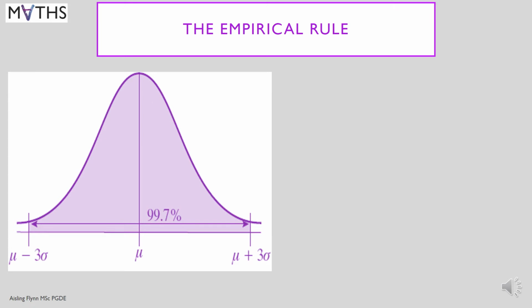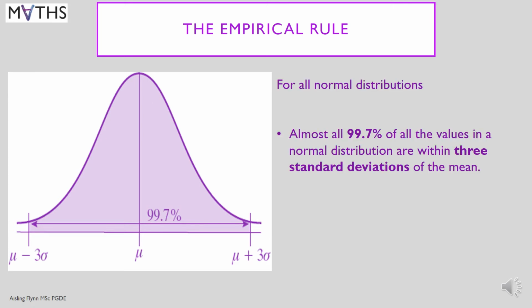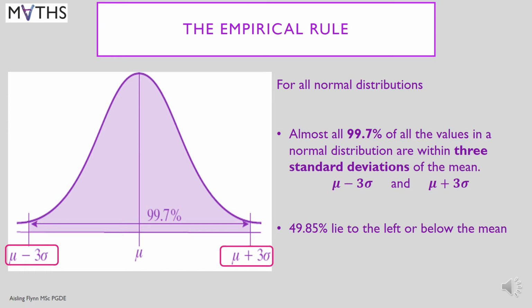Okay, and let's step it out one more standard deviation. Almost all, so 99.7% of all the values in a normal distribution are within 3 standard deviations of the mean. So between those lines. Anything outside of that is exceptional. So again, you can split your 99.7 in 2, divide by 2. You'll have 49.85% of the data below the mean and 49.85 above.